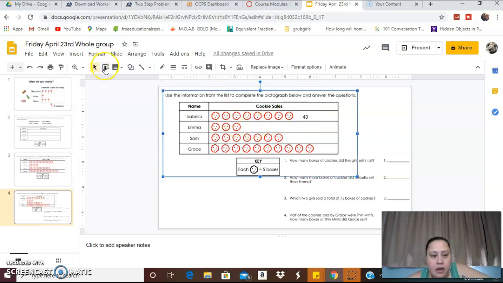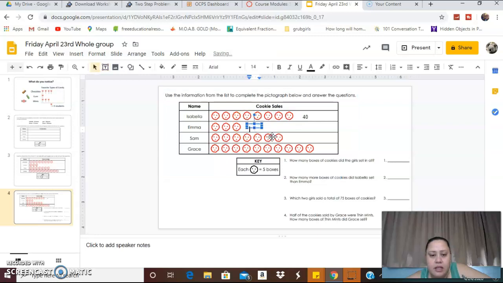Emma's was 15. This is what I want to do before I start answering questions. So I know all my numbers are organized, and it'll help me when I'm answering questions. Sam had 5, 10, 15, 20, 25, 30, 35. And Gracie had 50. I'm sure she's so excited right now that she sold the most cookies.